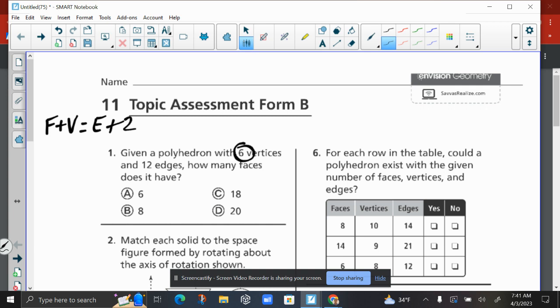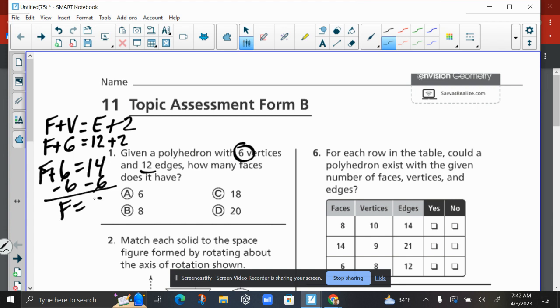So on this one, we have 6 vertices, we have 12 edges. So F plus 6 equals 12 plus 2. We get F plus 6 equals 14. Subtract your 6 from both sides. F equals 8. So our answer on this one is 8. To make sure, we need to memorize, we need to know Euler's formula there. F plus V equals E plus 2.